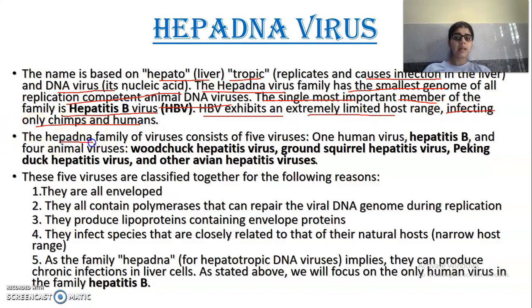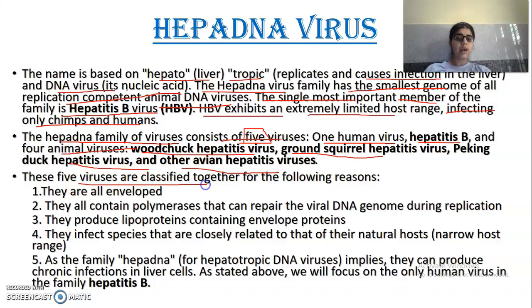The Hepadnaviridae family of viruses consists of 5 viruses: one human virus, that is hepatitis B, and 4 animal viruses, that is woodchuck hepatitis virus, ground squirrel hepatitis virus, Peking duck hepatitis virus, and other avian hepatitis viruses.